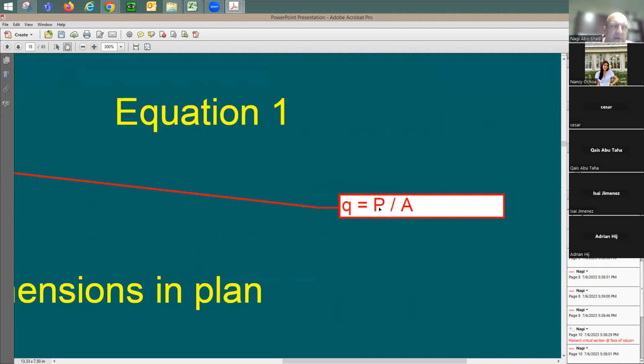P is going to be the vertical load. Q is going to be the soil pressure. This P is going to be the actual force, and this A is going to be the actual cross-section area. I can give you an example.